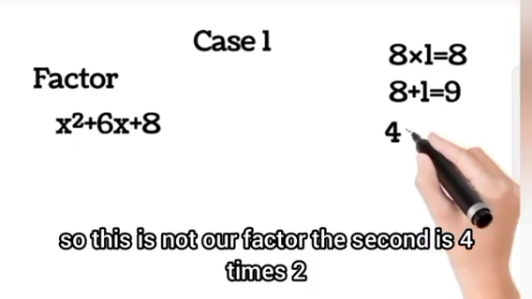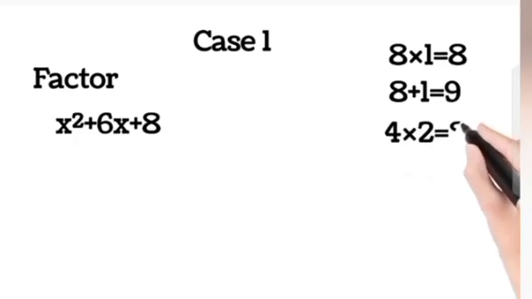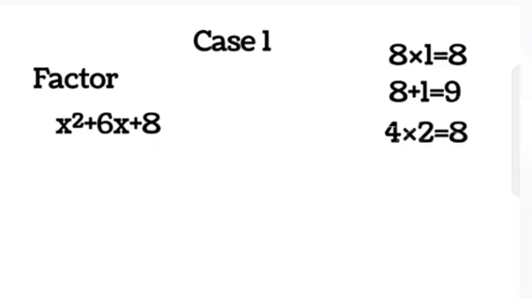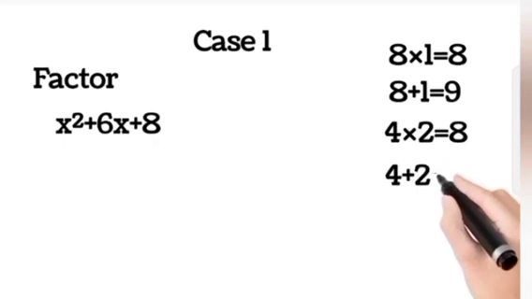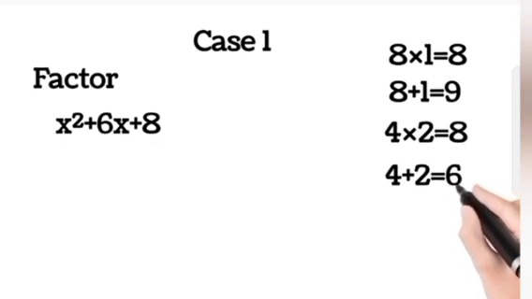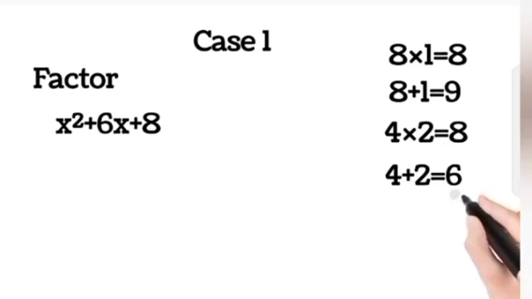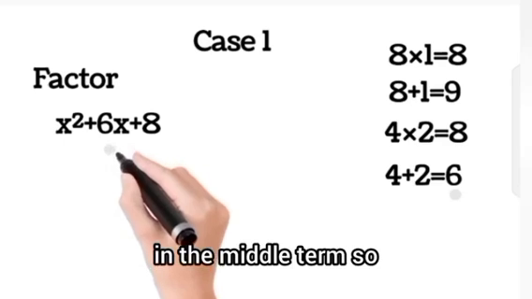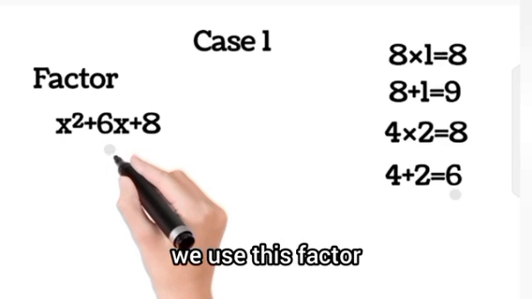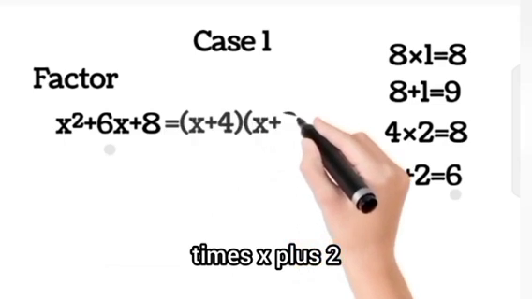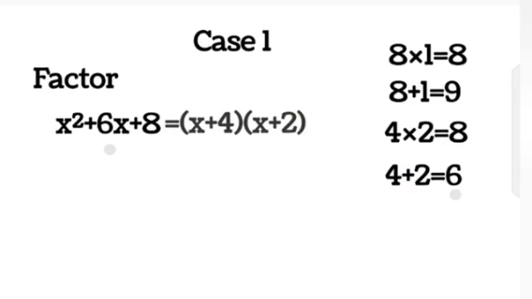The second is 4 times 2 is equal to 8. But if you add 4 plus 2, this is equal to 6. So this is our number. 6 is the middle term. So we use this factor, (x + 4) times (x + 2). All are positive.